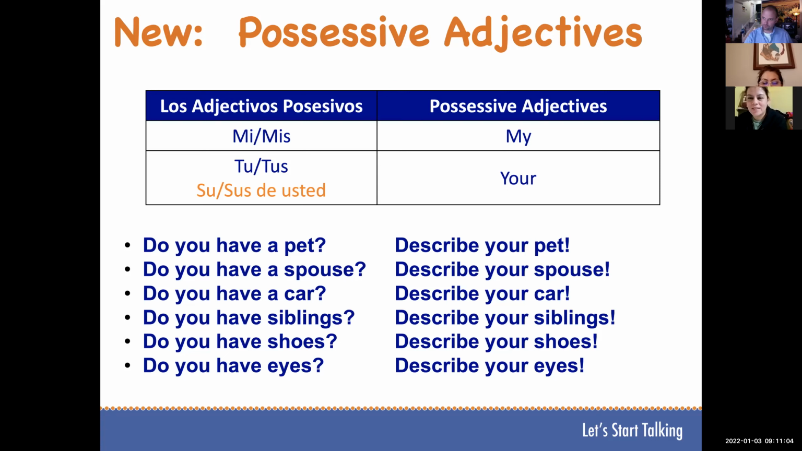Yes, I have eyes. Describe your eyes. My eyes are black.